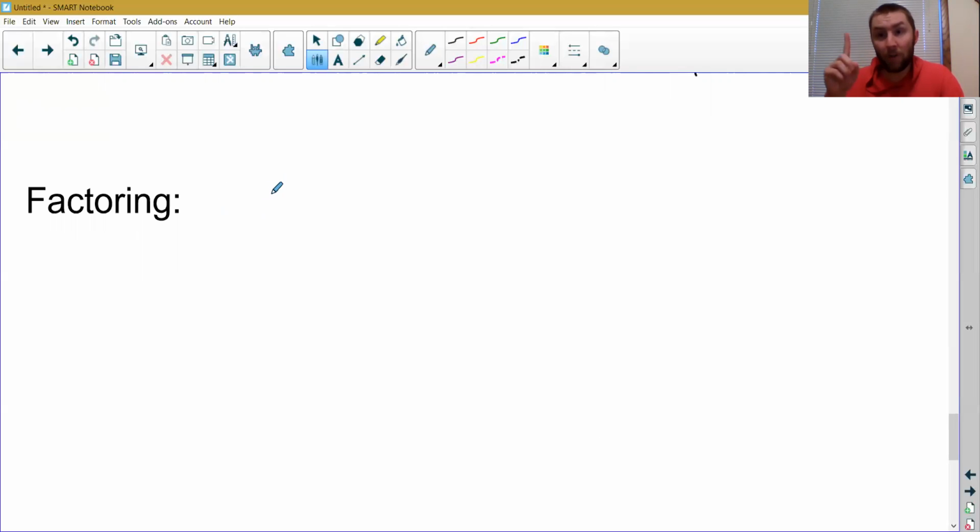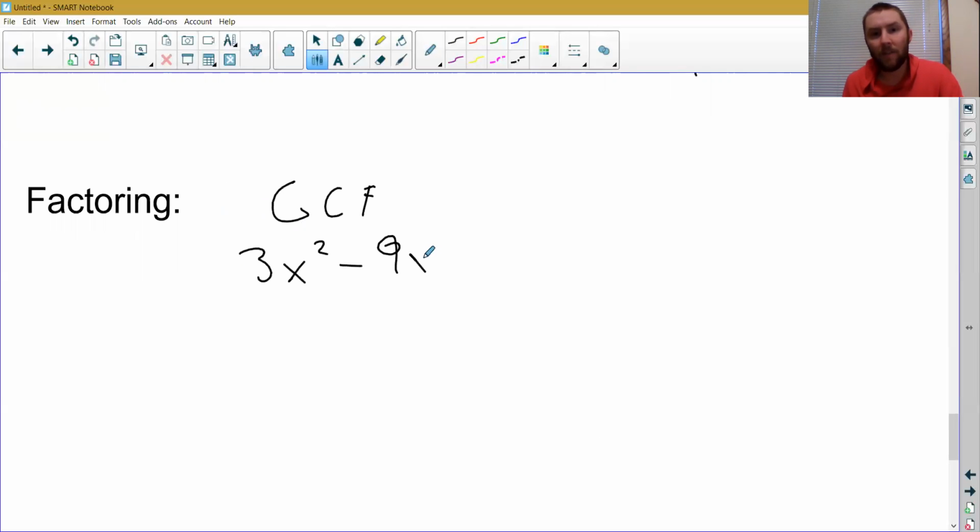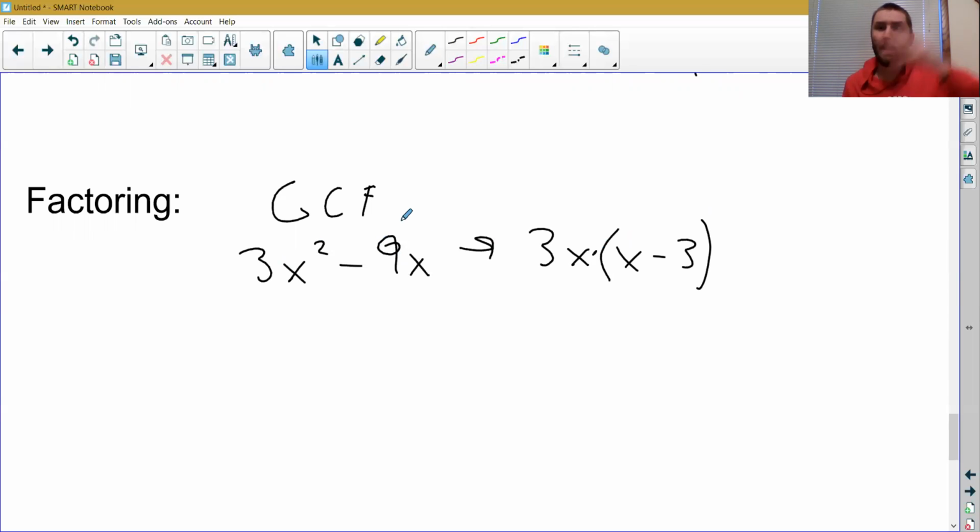Factoring, we talked first and foremost about greatest common factors, right? When we factored out, let's say you had 3x squared minus 9x, right? We would factor out a 3 and factor out an x, and in this case end up with x minus 3 left in the parentheses, right? So we take what we can, what the common pieces are, pull it to the front, like undistributing it. So that was the first thing that we always try to do with our factoring.